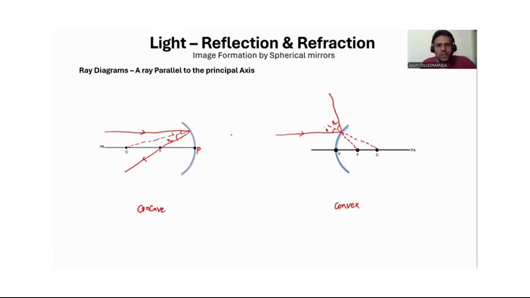You understood? So in the concave mirror, if a ray parallel to the principal axis is incident on the mirror, then it reflects and passes through the focus. Similarly, in the convex mirror, if a ray parallel to the principal axis is incident on it, it reflects back into the same medium, that is into the air. But if you look at it, it appears to be coming from the focus of the convex mirror. So this is the ray diagram in the case of a ray parallel to the principal axis.